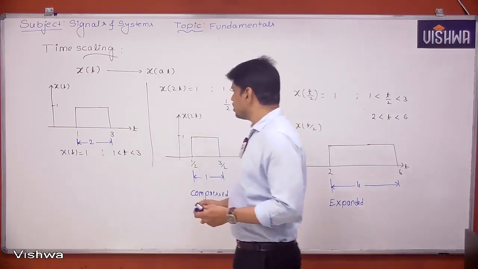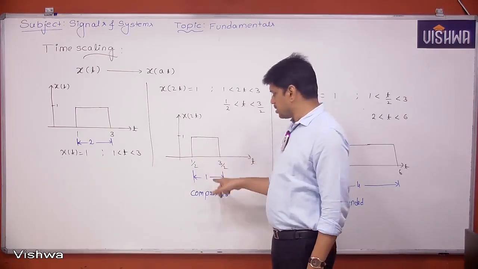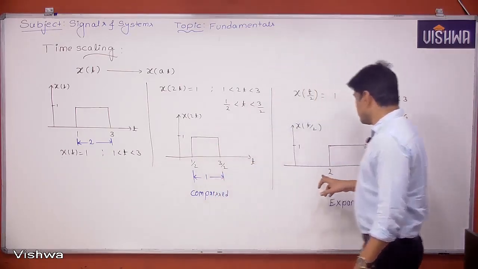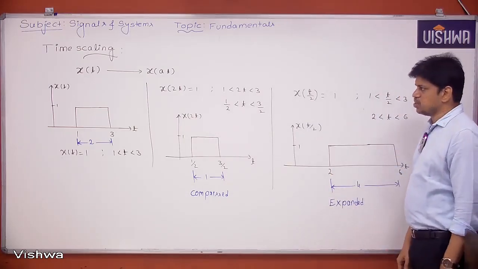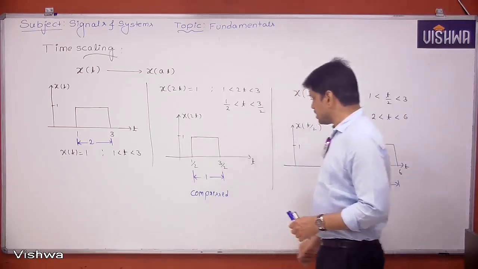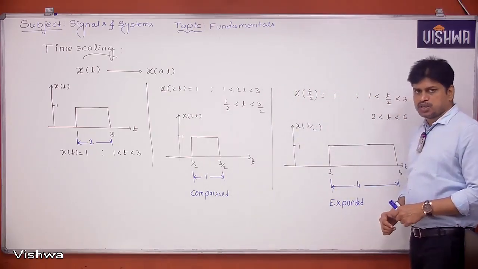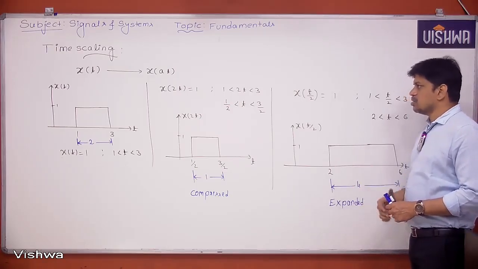I can say this is nothing but the signal got compressed by a factor of 2. The signal got expanded by a factor of 2. That's what the meaning of it. That means in time scaling there are two possibilities. One is a compression, another one is an expansion. So the signal may be compressed, the signal may be expanded depending on the a value.